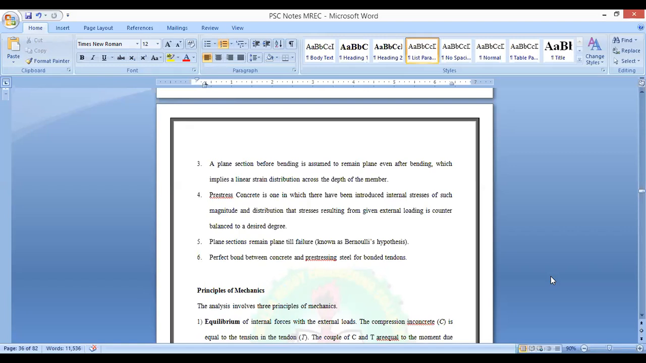That is what assumptions we made in designing the member under flexure. And the next one is plane sections remain plane till failure. That we know is called Bernoulli's hypothesis. And the next one is perfect bond between concrete and pre-stressing steel for bonded tendons.